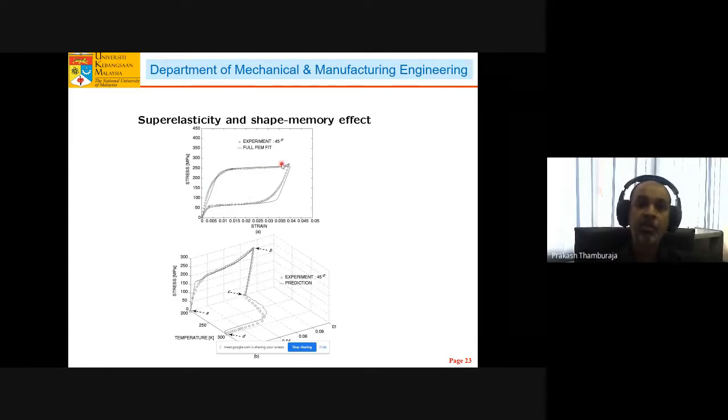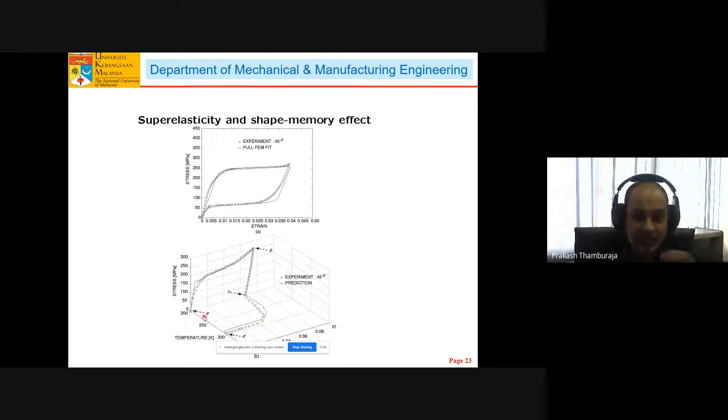The shape memory effect is a combination of the detwinning and reorientation effect and a reverse transformation from the martensitic phase to the austenitic phase. And it is manifested by this experiment here. So this is the stress-strain-temperature diagram that you have here.